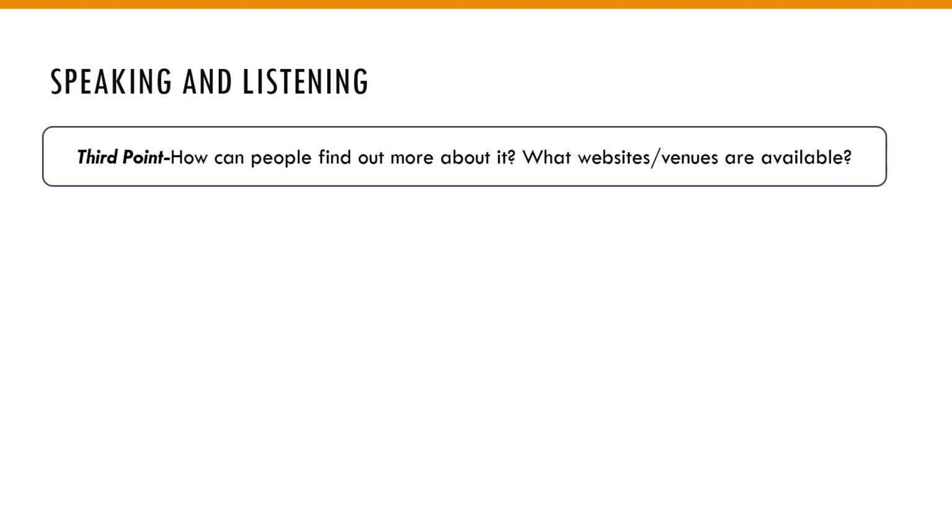So for our third point, this is what we're going to think about then. How can people find out more about the topic that you've chosen? What websites are available? Are there any venues that are nearby? Any kind of crucial information that they might need to know? Now this is really important because if you are actually presenting to a group of people, one of the main aims is to grab their attention and get them interested in it. So they might very well want to actually build on what you've told them during your presentation or your discussion, and they might want to go and find out more about it themselves.